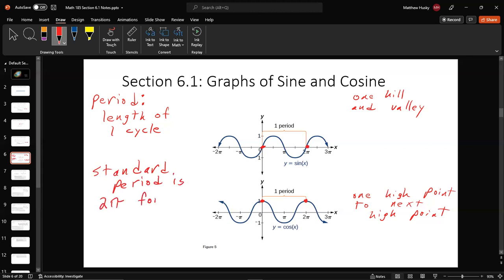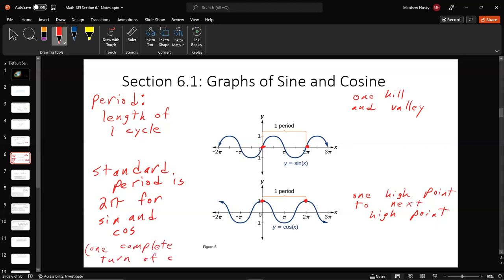For sine and cosine. And so that's no accident, because that's the length, that's the turn, one complete turn around the unit circle. That's the connection there. It's one complete turn of the circle.